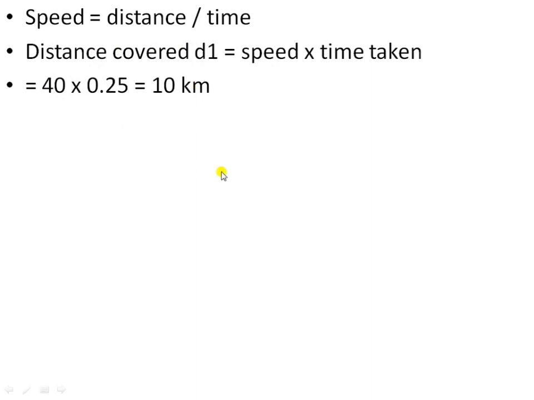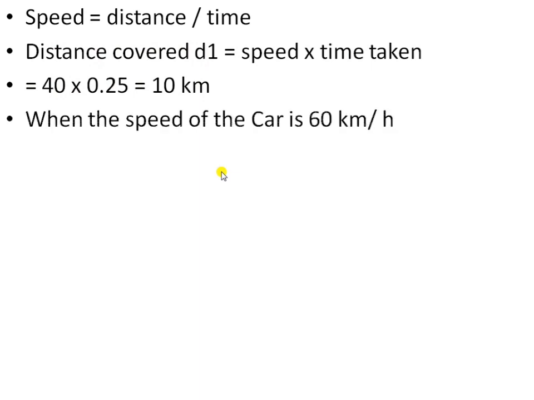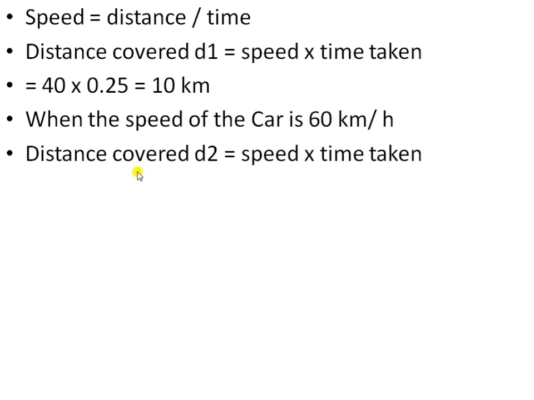Next is about when the speed of the car is 60 km per hour. The formula of speed is distance upon time, and here we have to calculate the distance. So the distance covered in the second part is equal to speed into time taken. The speed is 60 km per hour and the time is 0.25, so simply 60 multiplied by 0.25 is equal to 15 km.